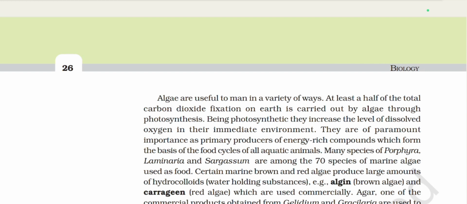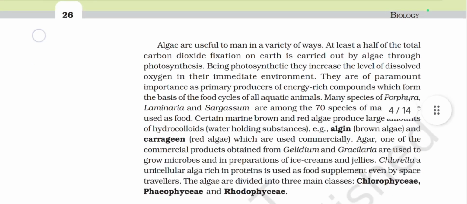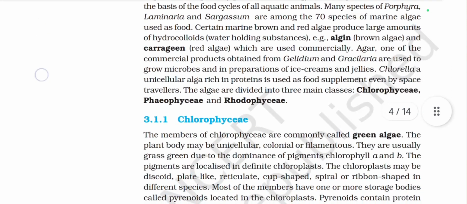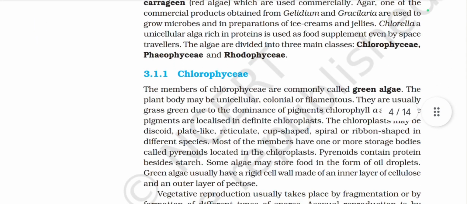Certain marine, brown, and red algae produce large amounts of hydrocolloids. Hydrocolloids are water-holding substances. For example, algin from brown algae and carrageen from red algae are used commercially. Agar, one of the commercial products obtained from Gelidium and Gracilaria, is used to grow microbes and in the preparation of ice creams and jellies. Chlorella, a unicellular alga rich in proteins, is used as a food supplement even by space travelers.